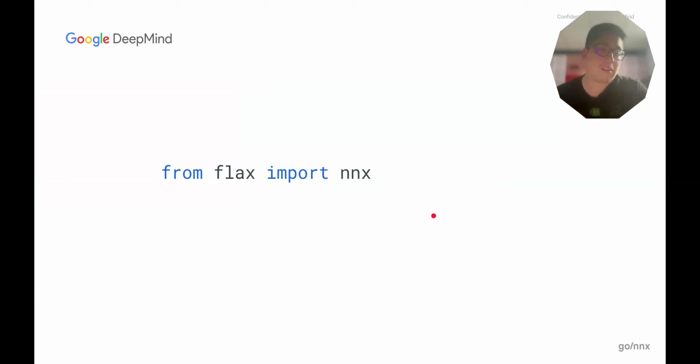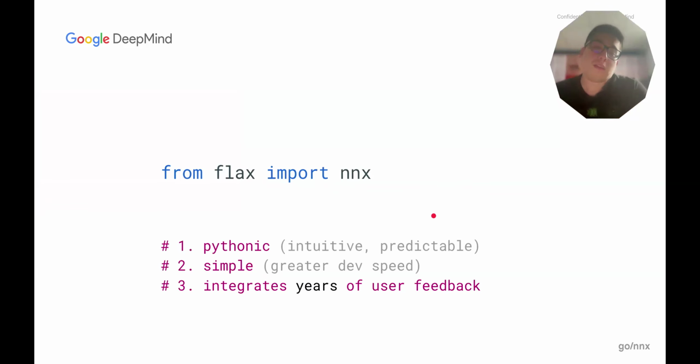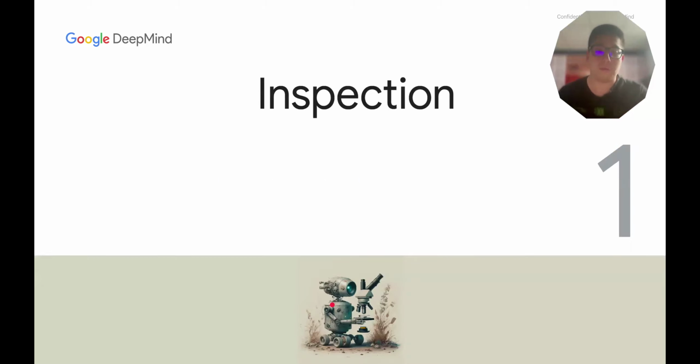So Flax is a Python library, also developed by Google DeepMind. Its properties are that it's a Pythonic library, intuitive, predictable, and explicit. It is very simple. You're going to see how we can call these models very fast. And it integrates years of user feedback from TensorFlow 1 and TensorFlow 2 developers.